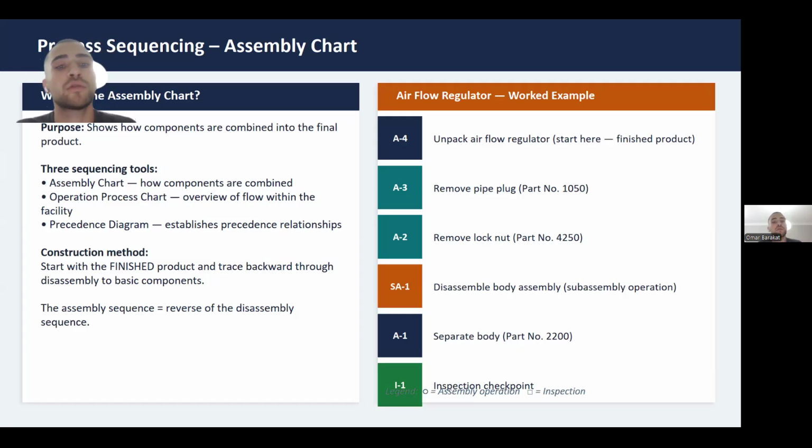Using the regulator example, we start with the finished product. The first disassembly step is unpacking. Then we remove the pipe plug, then the lock nut. Then we disassemble the body assembly, the sub-assembly, and finally separate the body itself. On the chart, circle symbols represent assembly operations and square symbols represent inspection points. The assembly chart tells you what joins what, but it doesn't tell you anything about how each part was made.